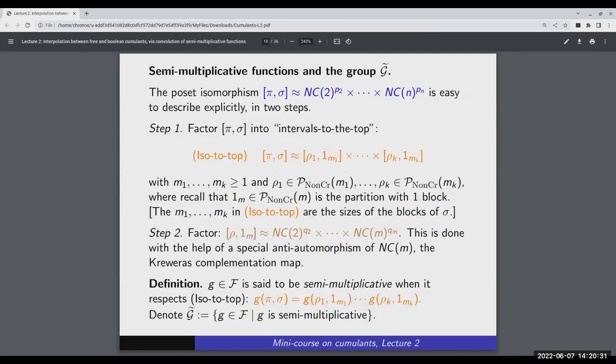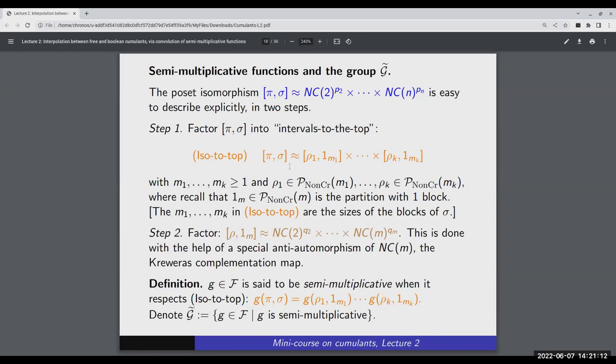Yes, which half? Well, there are two steps. First, it is an easy one where the interval from pi to sigma, you factor it as a product of intervals going to the top. So rho 1 to 1_{m1} means the collection of non-crossing partitions of M1 points which are greater or equal than rho 1, so the interval from rho 1 to the largest element of the lattice. And these M1 to MK which appear here: you start with the partitions pi and sigma, and the sizes of the blocks of sigma tell you what are these M1 to MK.